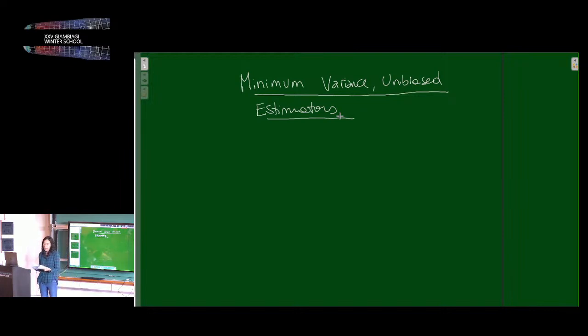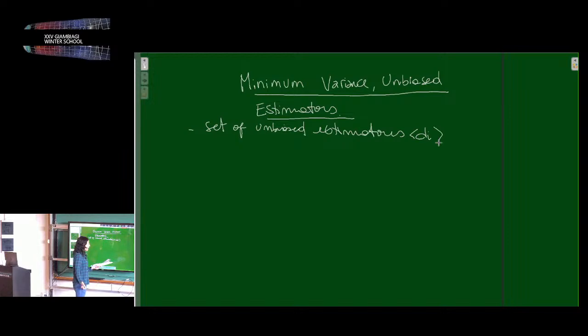Imagine you have a set of already unbiased estimators, D_i. And by unbiased, I mean that when you take the average of these estimators D_i hat, you get actually the quantity of interest. Okay?